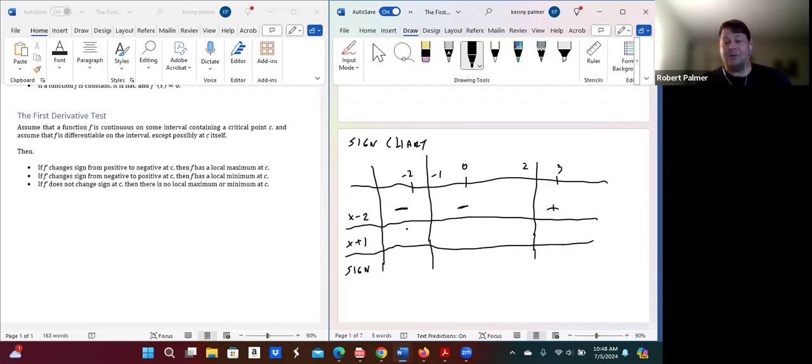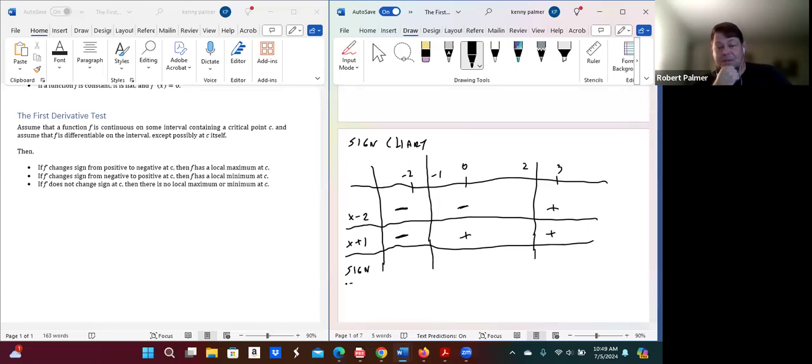Right? Same thing down here. I plug in a -2 here. -2 plus 1 is negative. And as you expect, the others are going to be positive. We'll plug in a 0 here for x. 0 plus 1 is positive. And 3 plus 1 is also positive. Okay.